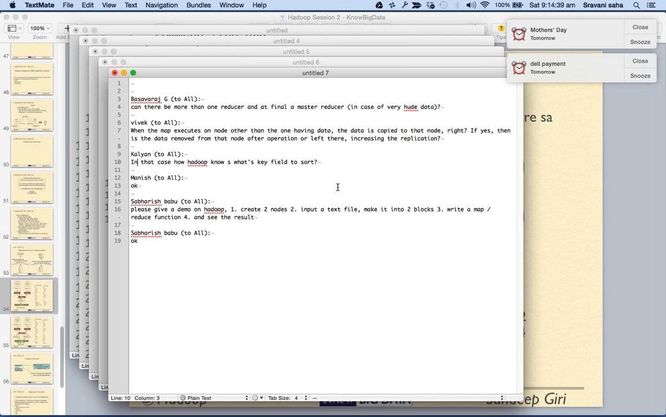All right. Next question is, in that case, how does Hadoop know what key field to sort on? That's exactly the role of your mapper. So Kalyan's question is, if the duty of sorting and merging the data is Hadoop's, on what basis does Hadoop sort the data? That's exactly the role of the mapper. Whatever key you define, Hadoop will sort the data based on that key and merge the data just based on that key. All right.